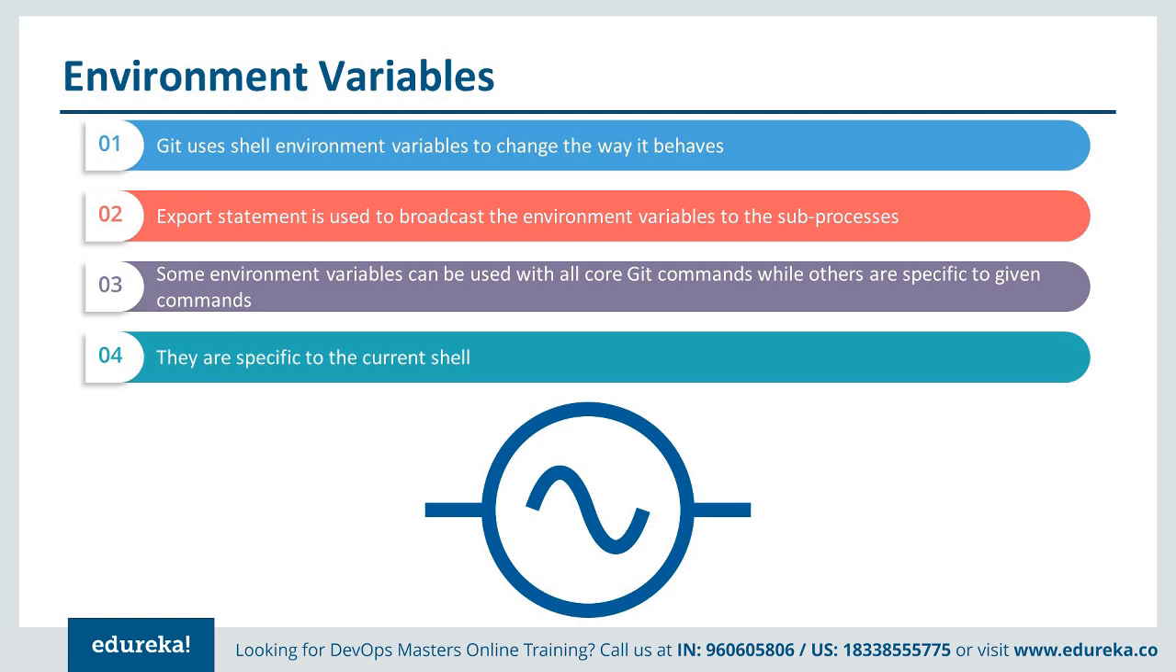Export statement, for example, is used to broadcast the environment variables to subprocesses. Now, these export statements are not the general Linux export statement, but are more of Git configuration commands. For example, some variables can be used with all core Git commands, while some are specific to given commands. These all are specific to the current shell.